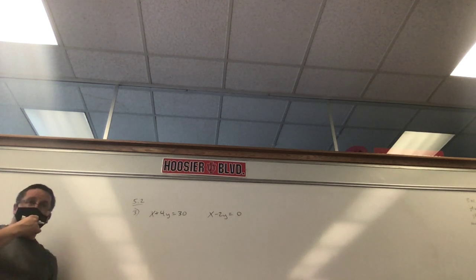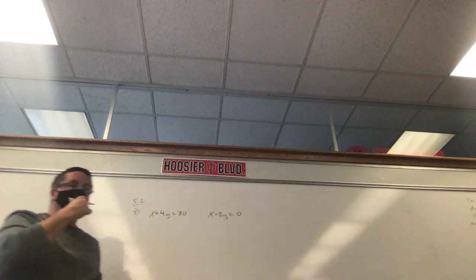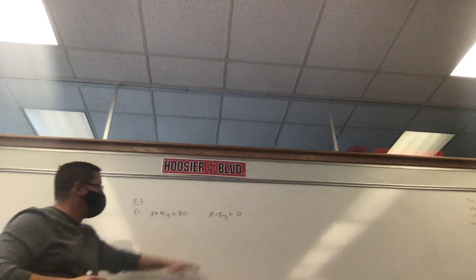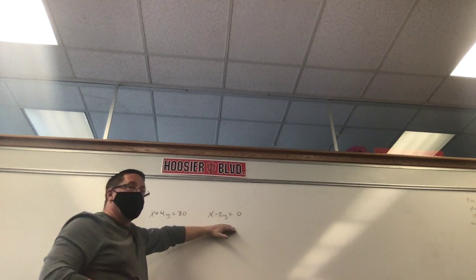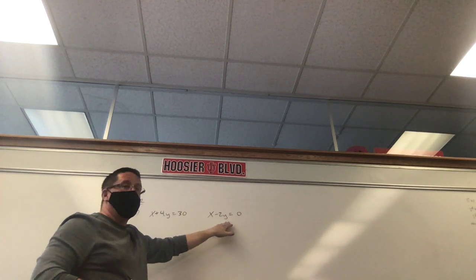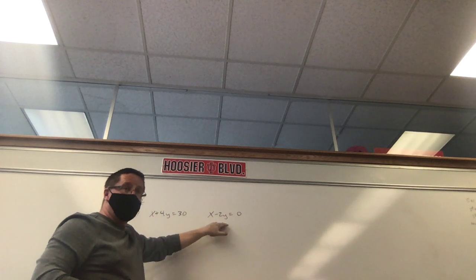Which do you think would be easiest to get all by itself? The x or the y for the first equation, or the x or the y for the second? What do you think would be easiest? The second. Get what by itself, x or y? The y. What do you have to do to get y all by itself? Minus 2. What else do you have to get rid of? The x and the minus 2. You could get y by itself.